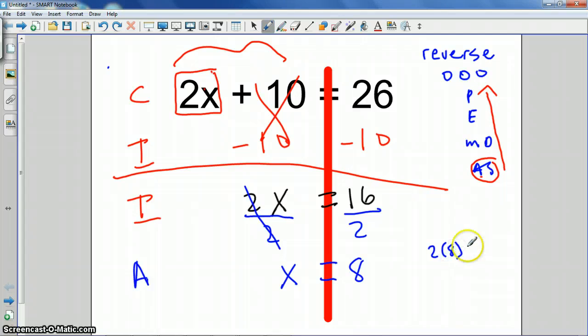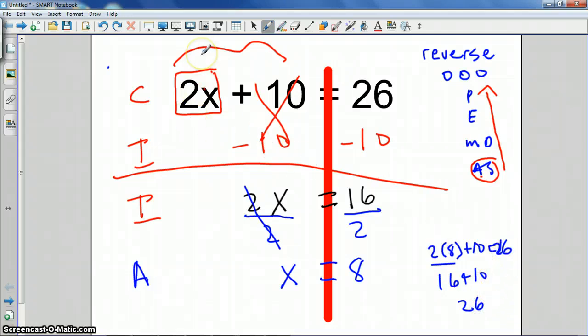Once again, we're just checking to see if we did it right. If this is right, we should get a 26. 2 times 8 is 16, plus 10. 16 plus 10 is 26. So we did it right.